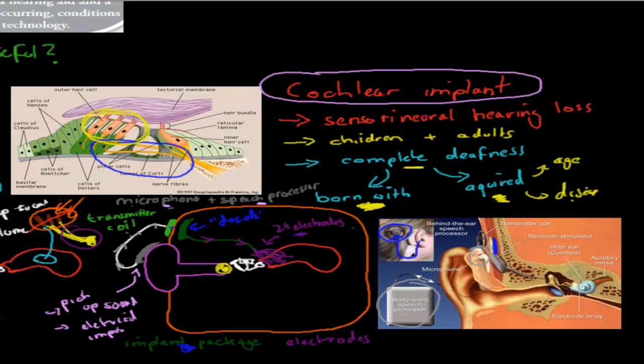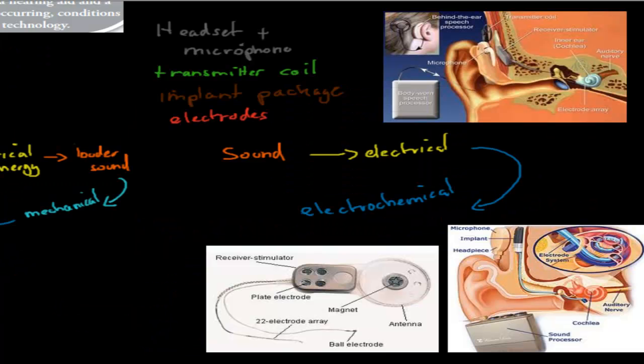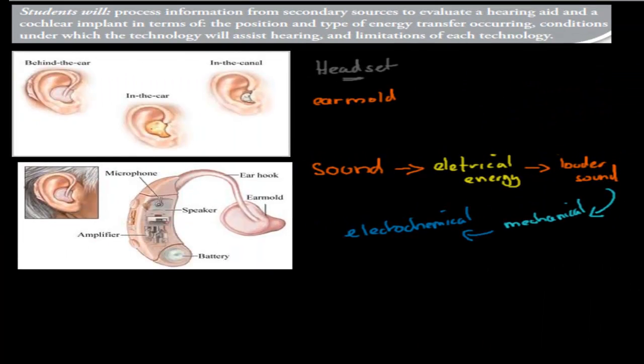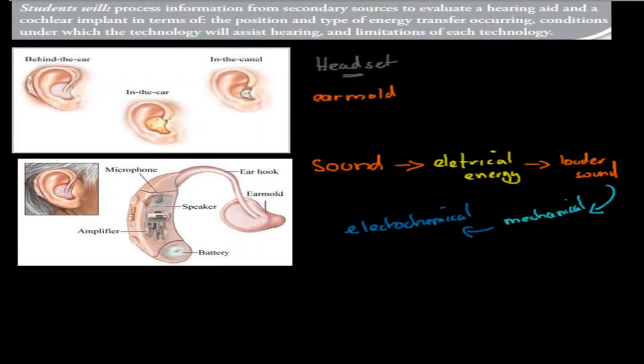So that was basically how these two technologies are used and what they're good for, but we're not done yet. We still have to do a couple of things. So you can tell there's quite a bit to this top point, because now I'm going to talk about the positioning, which I've already done a bit, and the types of energy transfers. The positioning is quite simple. It just refers to where these different parts are.